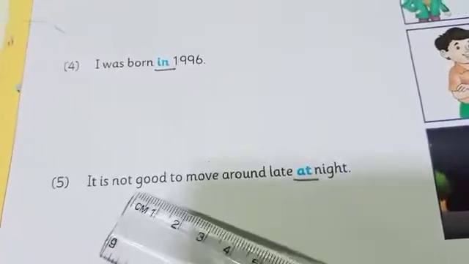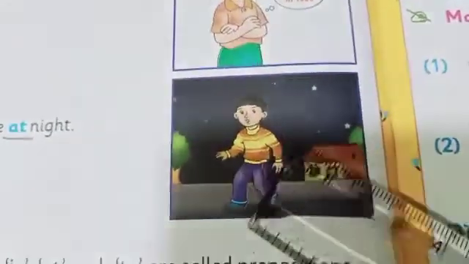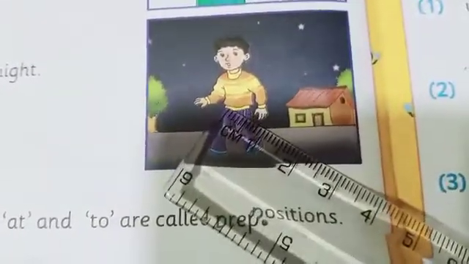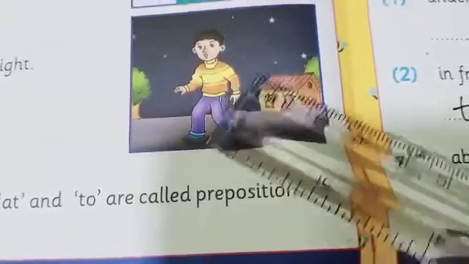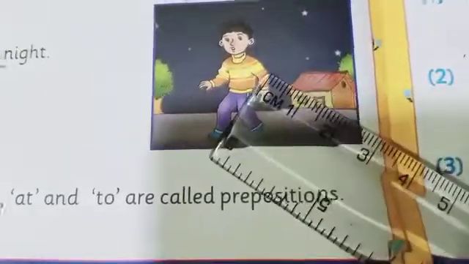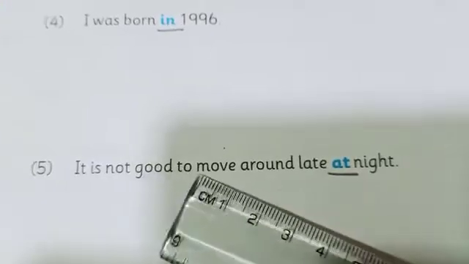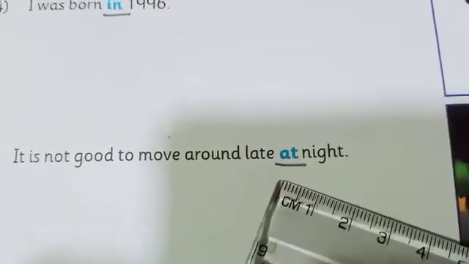Fifth sentence, it is not good to move around late at night. Yes, that is so true, children. You can see this boy. It's so dark and it is in the night. So it is saying that you should not be moving around in the night because it is very dangerous. Always you have to go with your elders whenever you want to go anyway out, especially during night time. Okay, always remember. So the sentence is, it is not good to move around late at night. So what is the preposition over here? At. Okay.